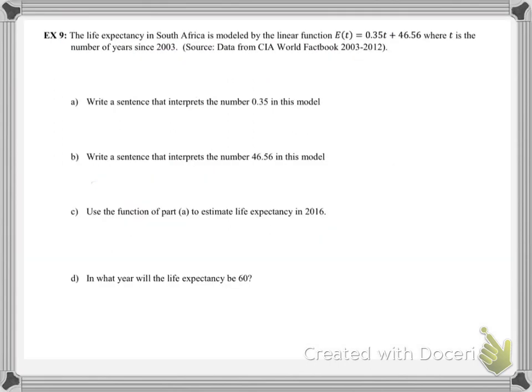Okay, so number 9. Just like we've done with all the other application problems, we're going to start by labeling everything. So identifying what our inputs and outputs are, what variables represent each, what the units are for each. That way we can keep coming back to that as we answer each one of the questions instead of having to start all over and figure everything out from scratch every single time. So we're going to start with our input and output.